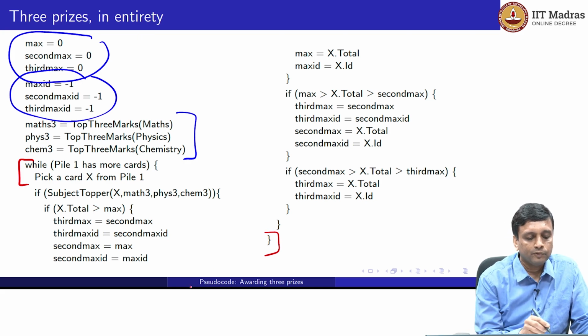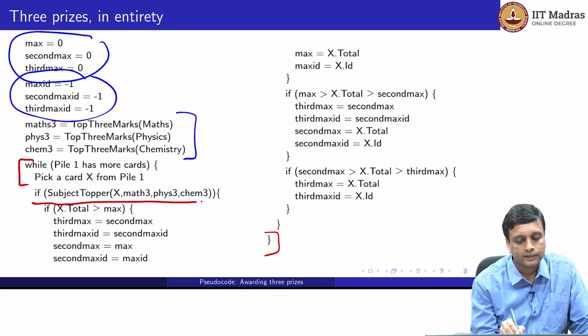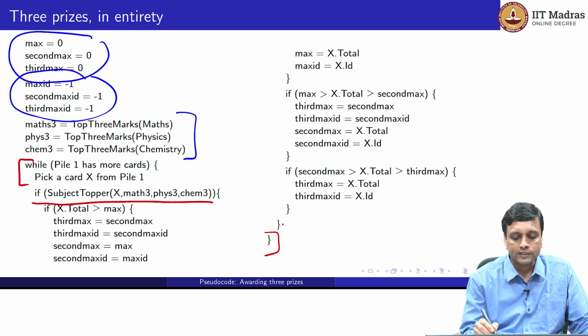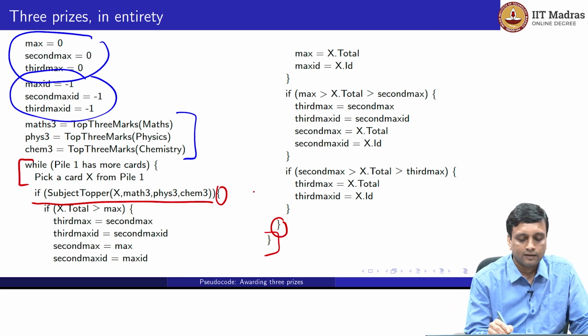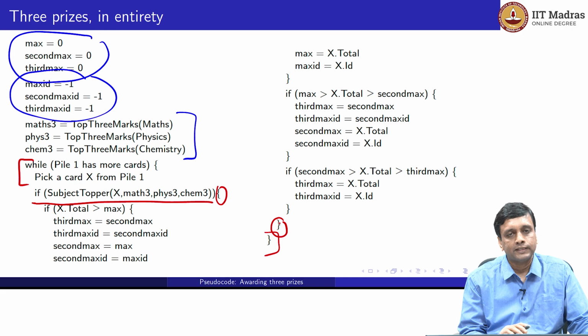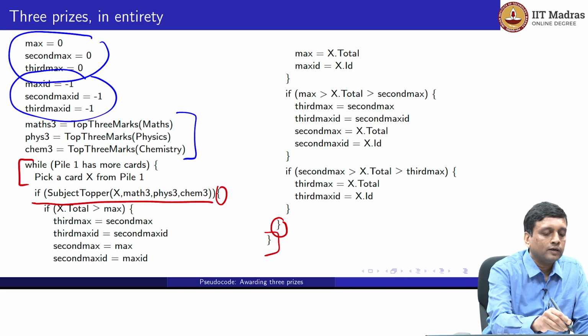And for each card, we first check whether or not it is a subject topper. If it is not a subject topper, we just skip the card. We do nothing. We don't look at the total at all. If it is a subject topper, then we scan the total in 3 ways as before.